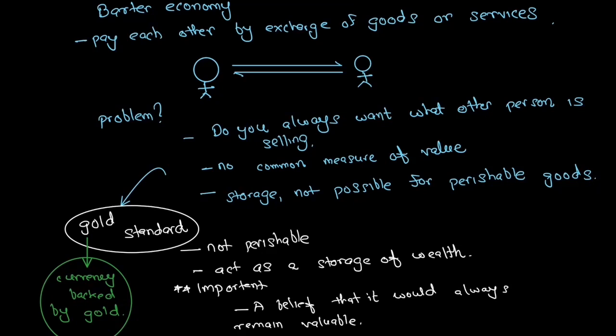Now, what are the problems with this barter system? It is not necessary that you always need what the other person is providing, correct? Second, obviously there is no common measure of value. Why do I say this? In this instance, the farmer has gone to the person who is selling cloth. Now let us say that the other day, this farmer goes to somebody else's farm who has chickens or goats or sheep.